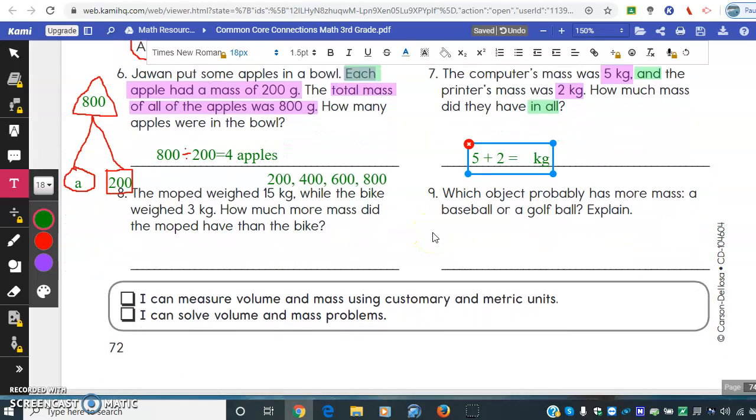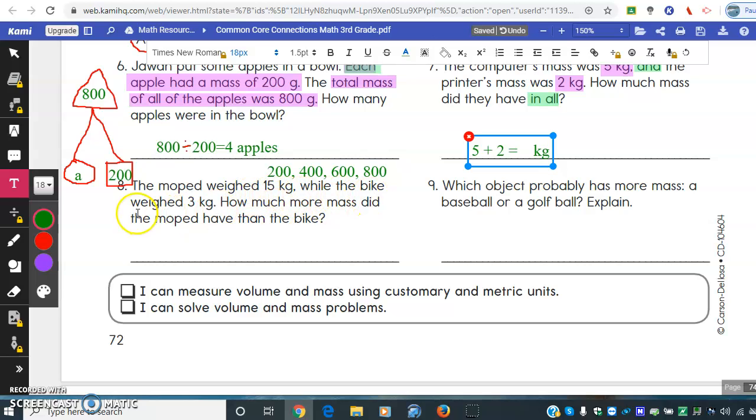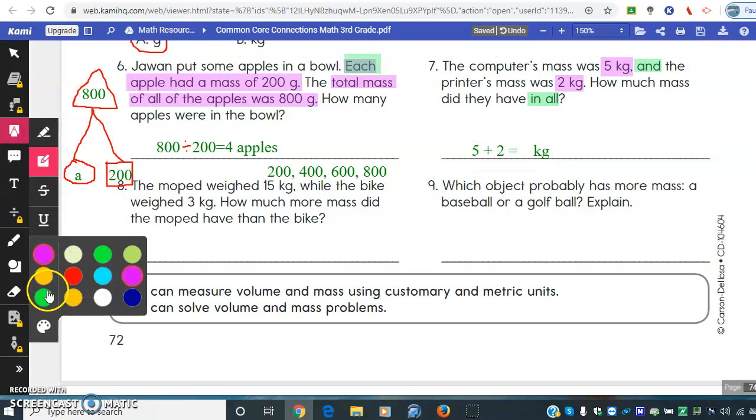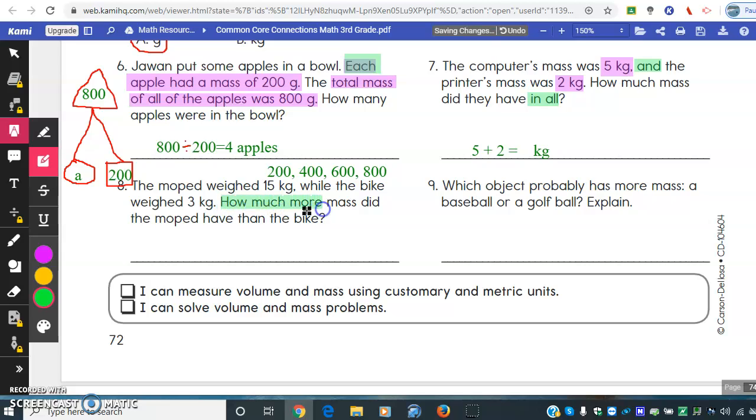All right, number 8. The moped weighed 15 kilograms while the bike weighed 3 kilograms. How much more mass did the moped have than the bike? Okay, key term, or in this case, key phrase. How much more? When you see these words together, you are trying to compare which one is more. And that is a subtraction key phrase, everybody. We are subtracting here. The moped was 15 kilograms and the bike was 3 kilograms. And we're trying to find what makes them different. And difference is a subtraction term.